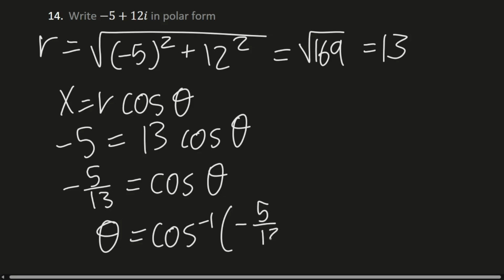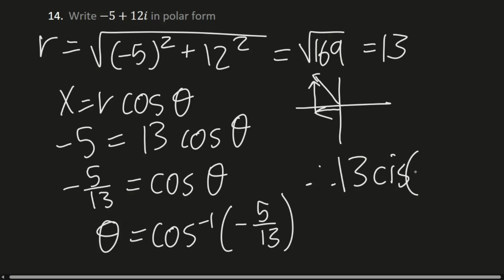Negative 5 over 13. This complex number is going to be in quadrant 2, right? Because our real part is negative, and so we're going to be somewhere over here. And then our imaginary part is positive, so then we're going to go up, and so it's going to be somewhere in quadrant 2 here. Okay, and that is within the range of inverse cosine, and so I don't need to do anything to this angle here, and therefore we can write this as 13 cis of inverse cosine of negative 5 over 13.